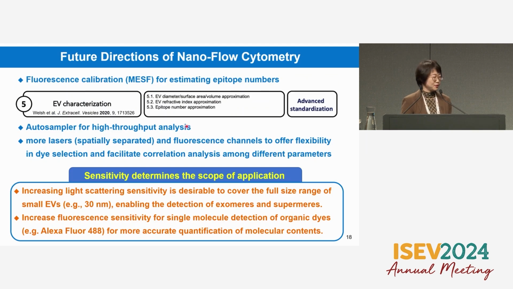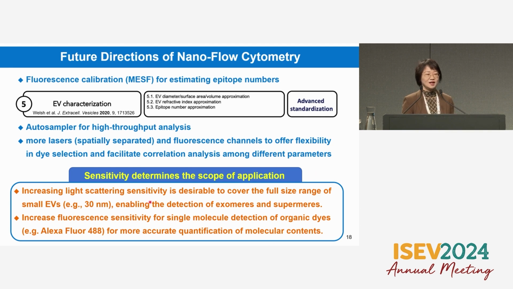In terms of the future direction of flow cytometry, for comparison and consistency, it will be recommended to calibrate the fluorescence intensity into epitope number. And also, we want high throughput analysis and an auto sampler, and of course more lasers and fluorescence channels. Statistical hindrance is still there, but with more lasers and more fluorescence channels, you give the user more flexibility in dye selection and facilitate the correlation analysis among different parameters.